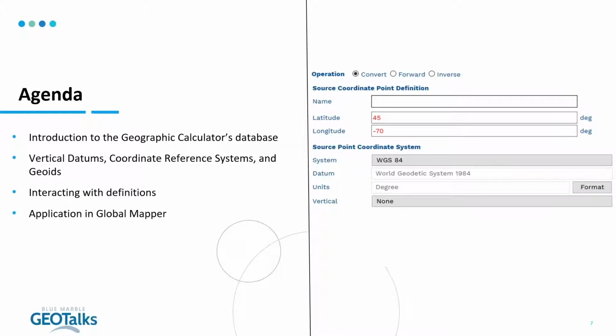So today we're going to be starting off by taking a look at the Geographic Calculator. We're going to climb into its database and take a look at how we talk about things like vertical datums, coordinate reference systems, and geoids, what each of those things actually are, and how they relate to moving the ups and the downs that we want to get into here today. So we're going to get into the technical portions of that. We're going to look at interacting with those definitions, how we do that in Geographic Calculator, and how we do that in Global Mapper, and then we're going to take a look at some actual examples and workflow. What we're going to use today is a piece of lidar data. We'll take a look at performing a vertical datum transformation on a piece of lidar data inside Global Mapper using the vertical definitions that we're going to get out of the calculator.